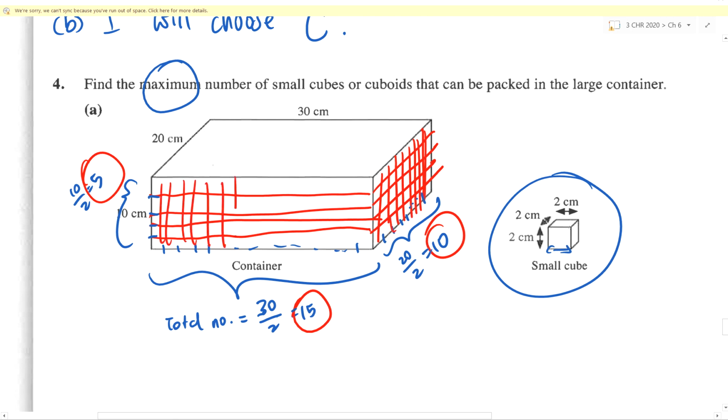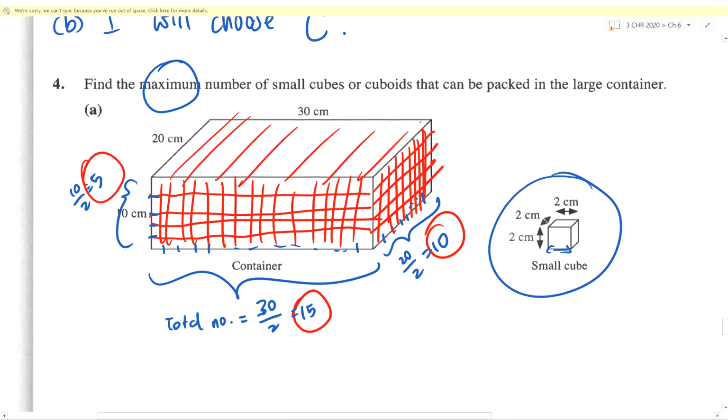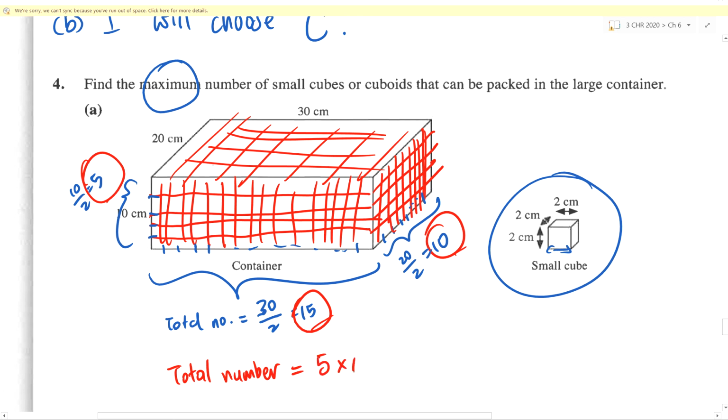Then we've got 15 of them. Okay, I'm not drawing to scale, and I'm not counting also. But you get the idea. Same over here. And we multiply these 3 numbers together to find out the total number of cubes inside. So our working is just total number equals to 5 times 15 times 10.